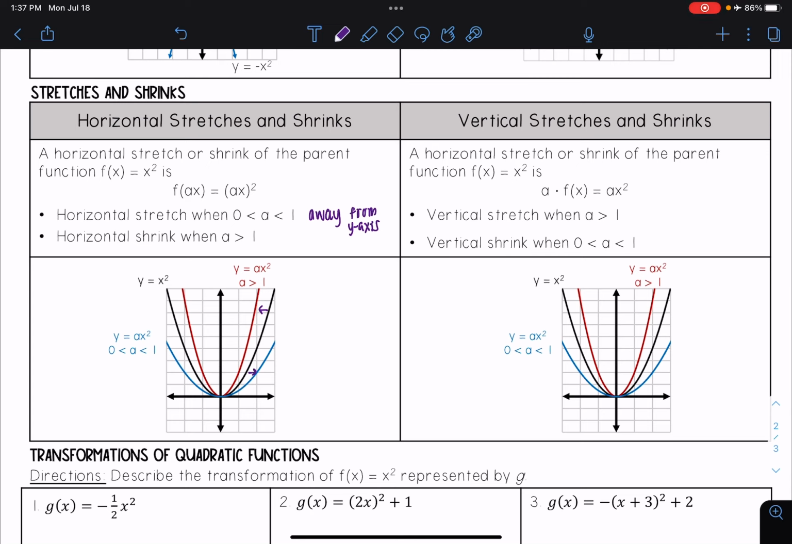And then we have a vertical stretch or shrink of the parent function f of x equals x squared. That is when you multiply the function itself with your factor. So it'll be ax squared. And so it's going to be a vertical stretch when a is greater than 1 and a vertical shrink when a is between 0 and 1. And so here the stretch is going away from the x-axis, while the shrink is going towards the x-axis. So we see this red is a stretch. The blue is a shrink.